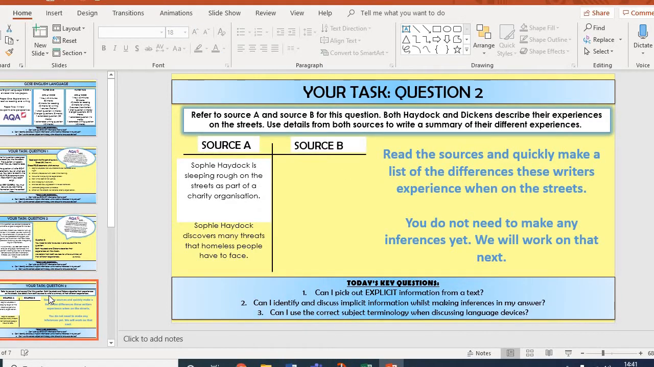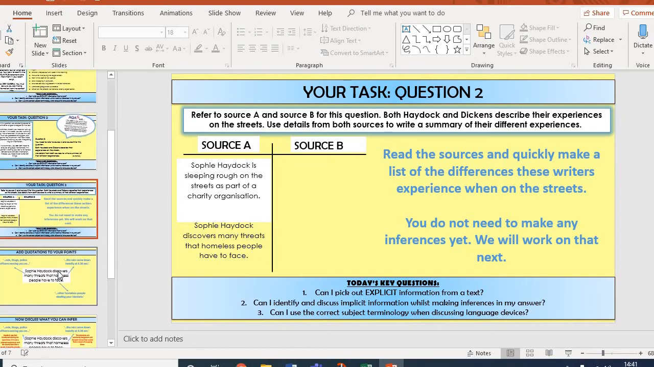Now, what I want you to do now is to create a table in your exercise book, source A, source B, very simple T table like this, where what are the key details? So Sophie Haydock is sleeping rough, Sophie Haydock discovers many threats, and then you need to do similarly something for Dickens. So remember, you're writing from the whole source, so you probably want to have 4 or 5 points for each aspect of your table. And again, give yourself, I'd say, 10 minutes to work on that and complete it and do it to a good standard.